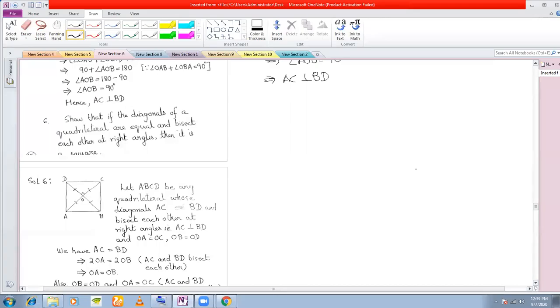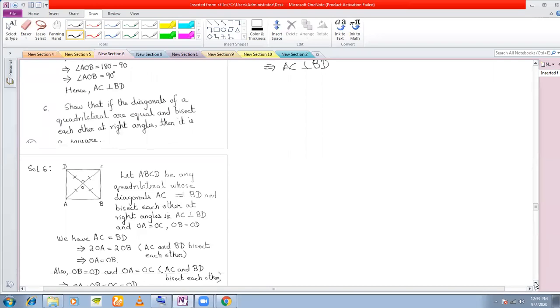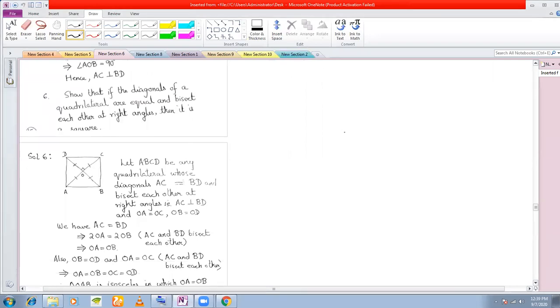Show that if the diagonals of a quadrilateral are equal and bisect each other at right angles, then it is a square. You have to show that the quadrilateral is a square. Okay, the square is not given to you. Any quadrilateral, in fact, is given to you.